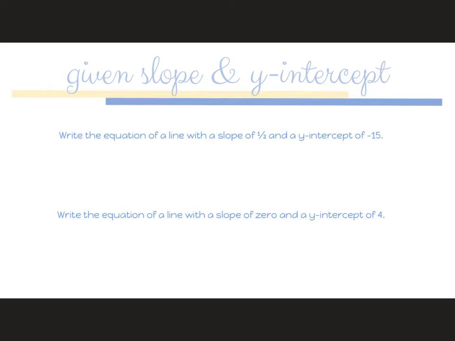The next information we're given is a slope and a y-intercept. So again, just recall, we're going to be writing these in slope-intercept form. So that's y equals mx plus b. Our slope is m, b is the y-intercept. So for our first example, write the equation of a line with a slope of 1/2, so that's m, and a y-intercept of negative 15, that's b. So I would write out y equals 1/2 x minus 15.